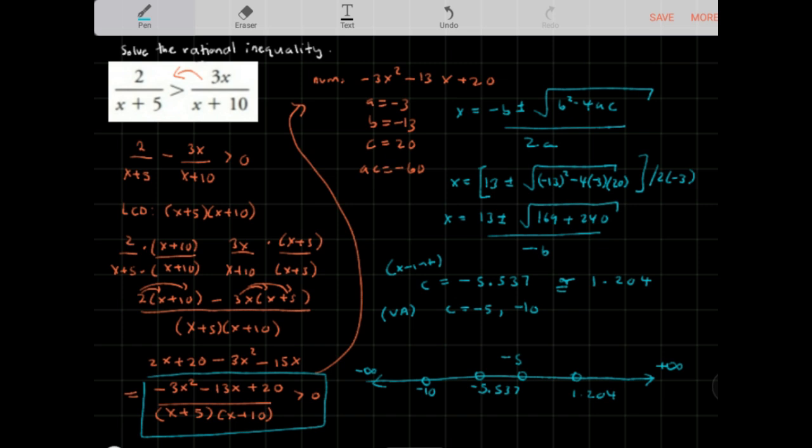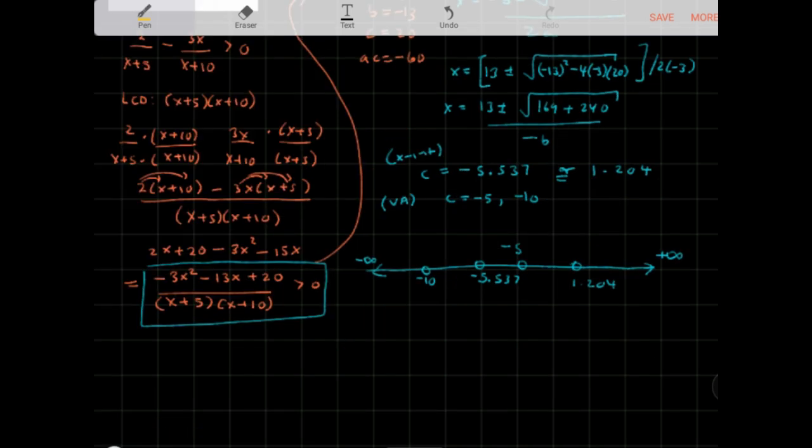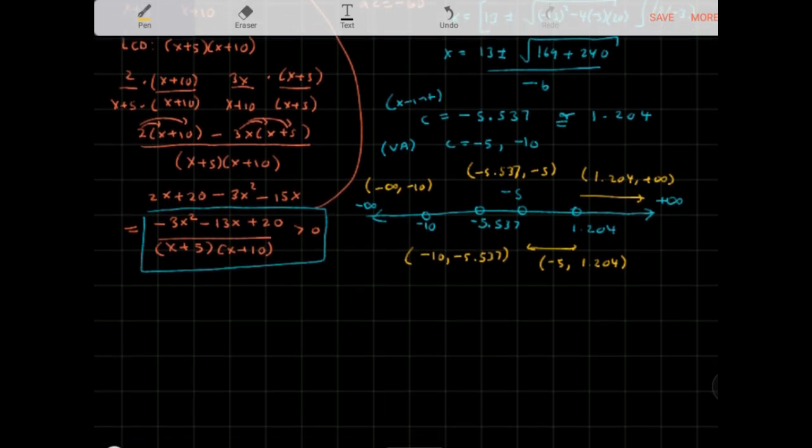So in this case, when you look at the intervals, we have negative infinity and negative 10. This is one of our intervals. The other interval here is negative 10 and negative 5.537. The other interval here is negative 5.537 and negative 5. The interval here is negative 5 and 1.204. Another interval here is 1.204 and positive infinity. So make sure you look at all of these intervals. It's important, right?